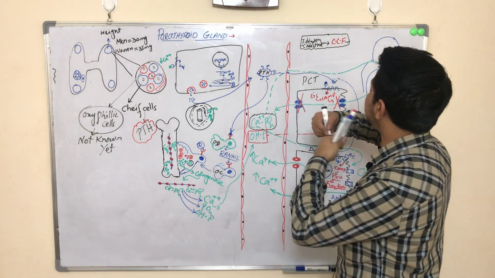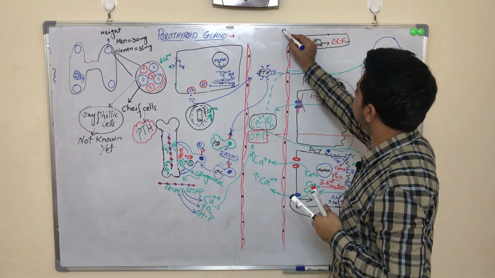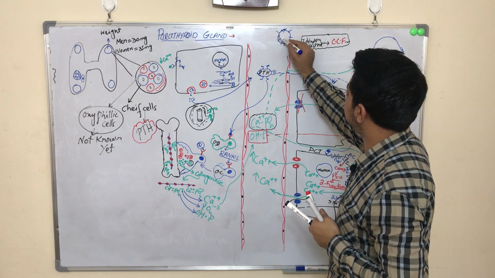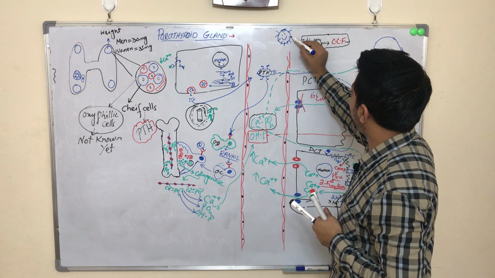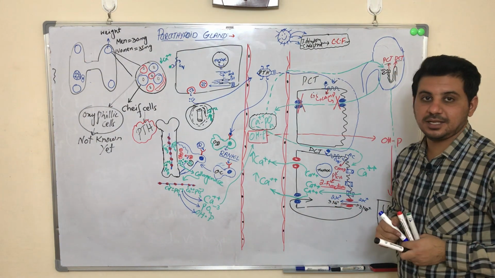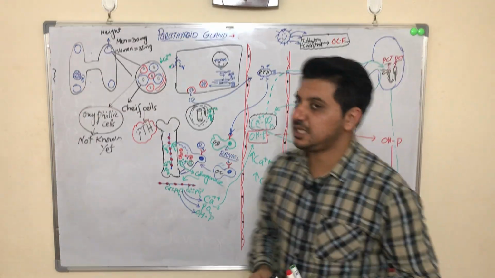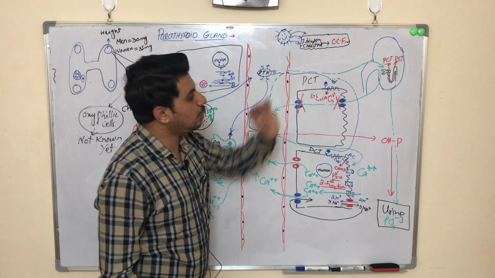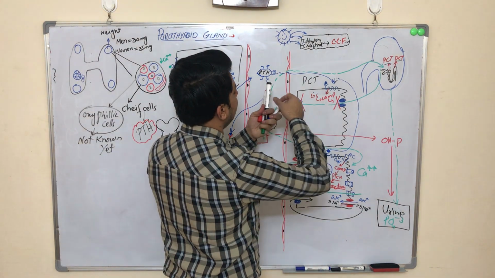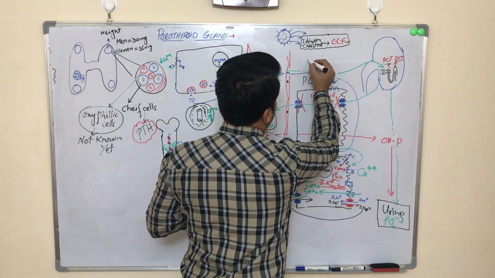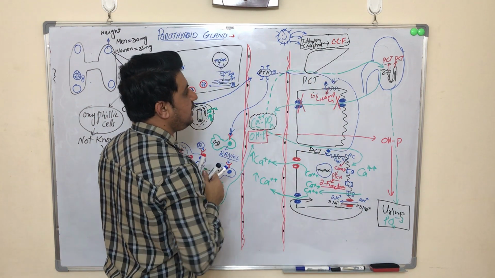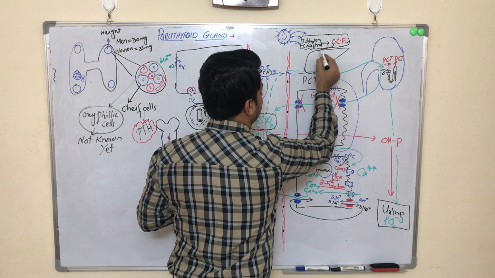When there is sunshine, when the UV rays strike the skin cells, 7-dehydrocholesterol is converted into cholecalciferol. Now this cholecalciferol will go toward the liver. This is the liver. In the liver, this cholecalciferol will move toward the liver.